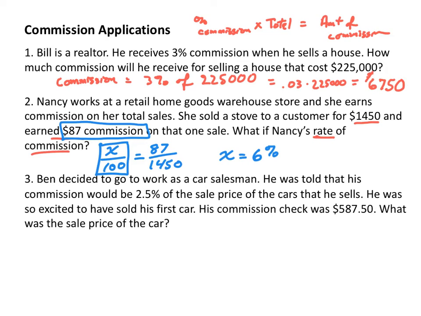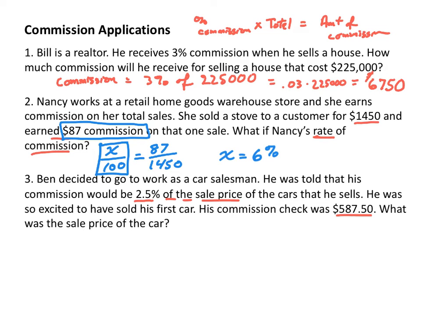Ben decided to go to work as a car salesman, and he was told his commission would be 2.5% of the sale price of the cars that he sells. He was so excited to have sold his first car. His commission check was $587.50. What was the sale price of the car?